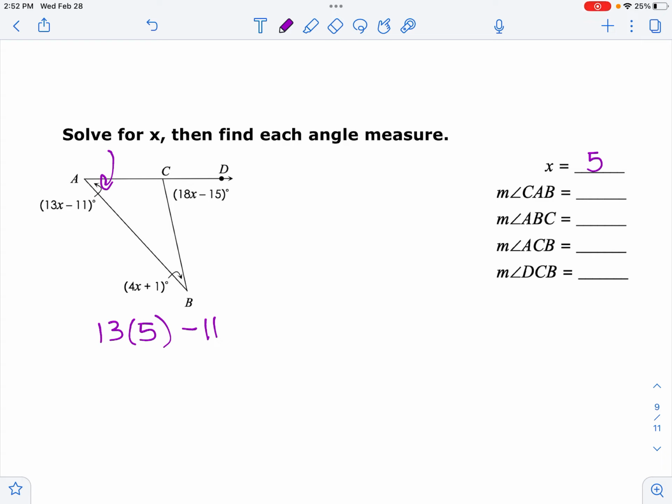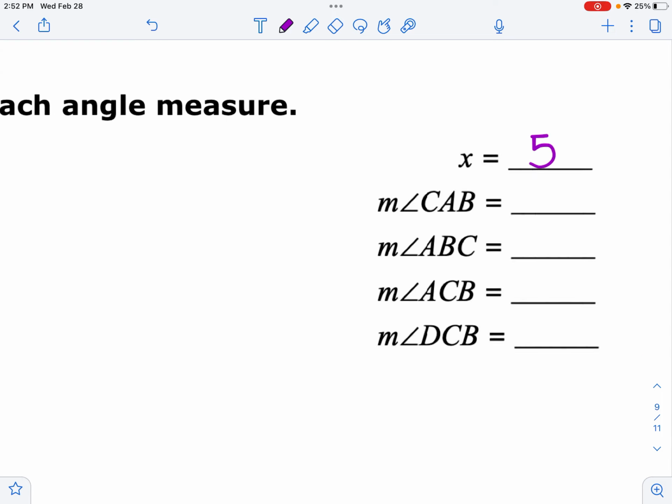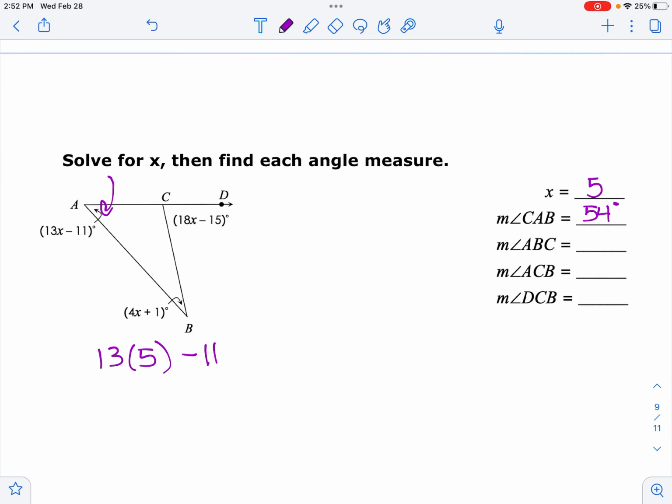Yeah. No. Let's try that. 13 times 5, 65. I don't know what I was thinking. Minus 11 is 54. Okay, degrees. Okay, so that's how we get 54. All right. Sorry. And then our next one is ABC. So let's see. That's ABC, is this angle right here. So this one. Okay. So 4 times 5 is 20 plus 1. So that makes this 21 degrees.